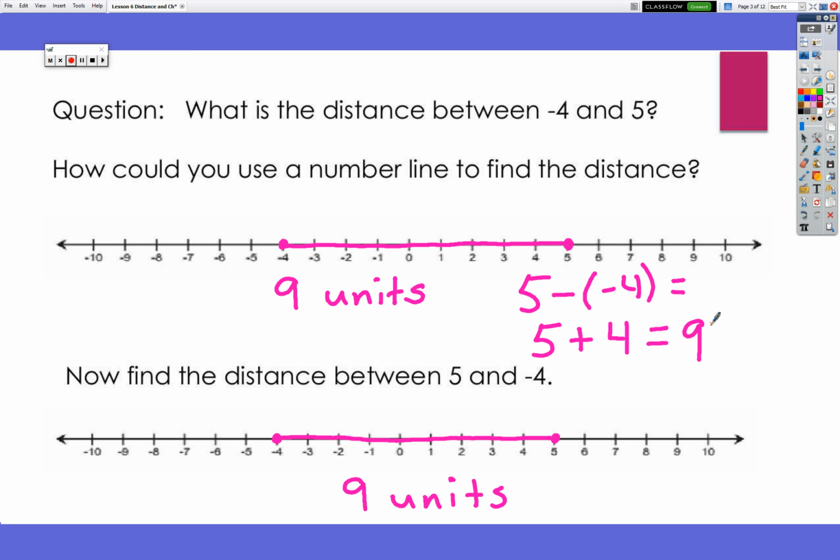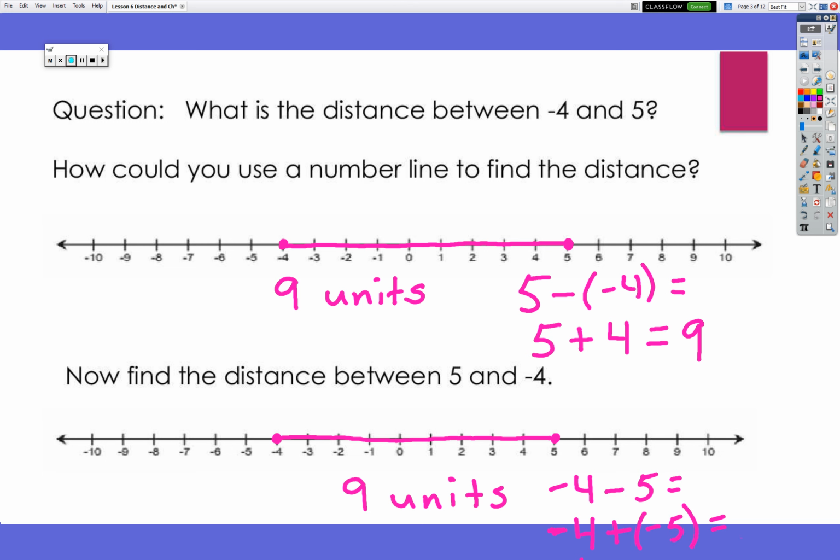Now, if I look at the next example, I'm going to do -4 minus 5. Now I'm going to rewrite this as adding the opposite. Whoops. -4 plus the opposite of +5 is -5.